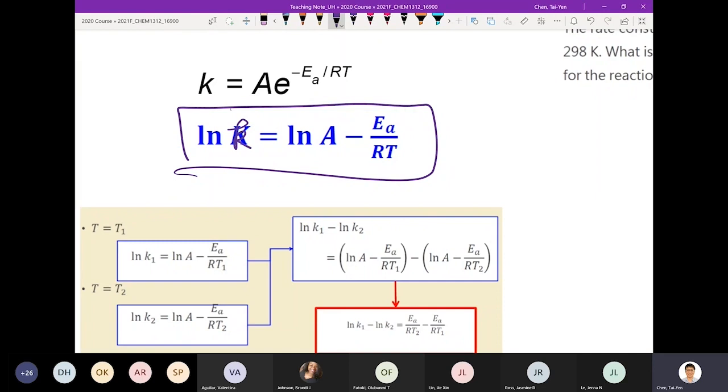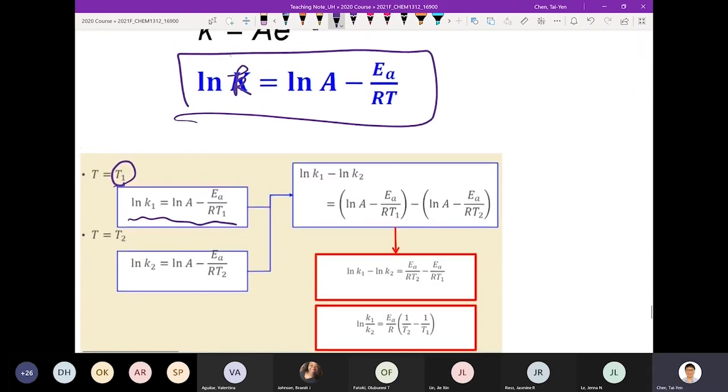You can do the experiment at different temperatures. In this case, you can do the temperature at T1, which you can write as natural log k1 equals natural log A minus EA over RT1. You can do your temperature at T2, then you can write natural log k2 equals natural log A minus EA over RT2. Use equation 1 minus equation 2. On the left, you have natural log k1 minus natural log k2. On the right, you have natural log A minus EA over RT1 minus natural log A minus EA over RT2. In this case, natural log A is going to cancel out.